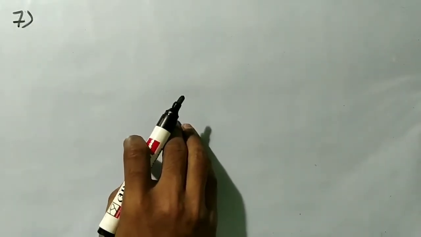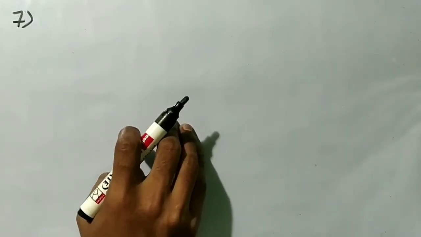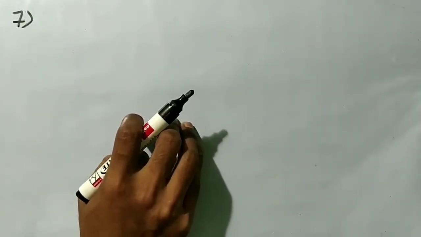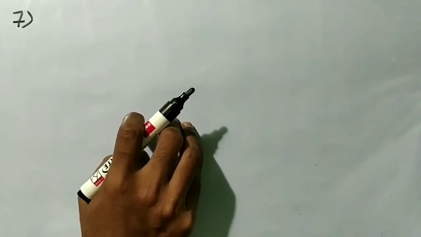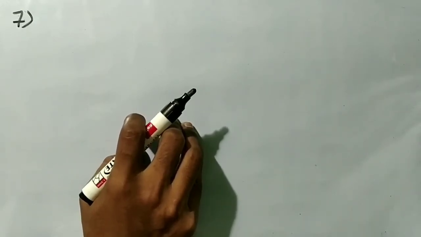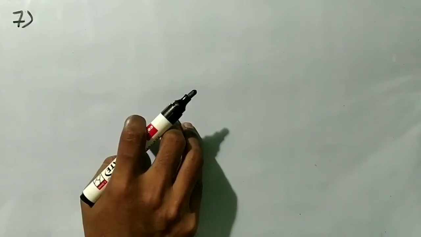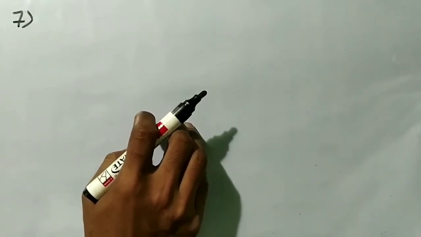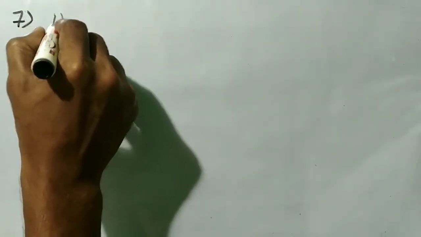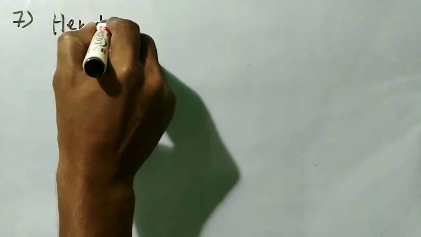Seventh one from the exercise 3rd of simple equations. So after 15 years, Hema's age will become 4 times that of her present age. Find the present age. So here, what is the present age? We don't know. Let's think here, let us assume Hema's present age.